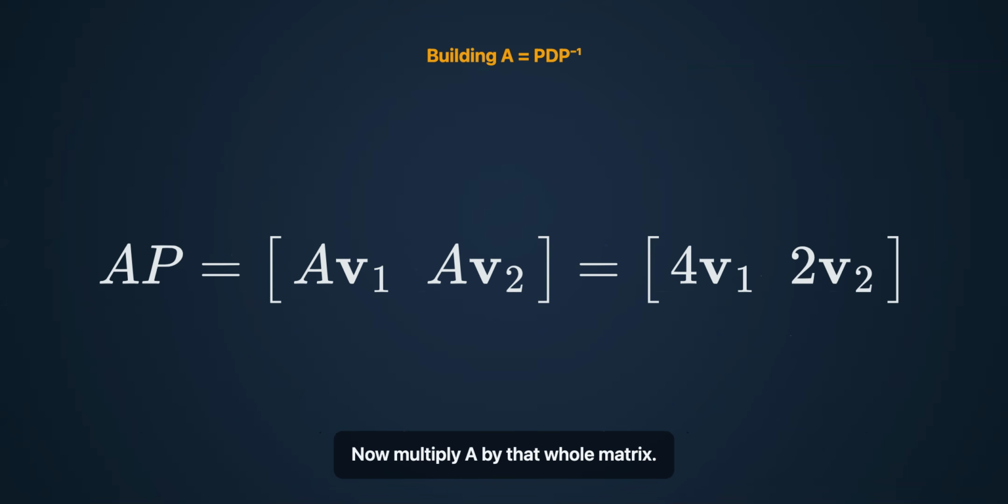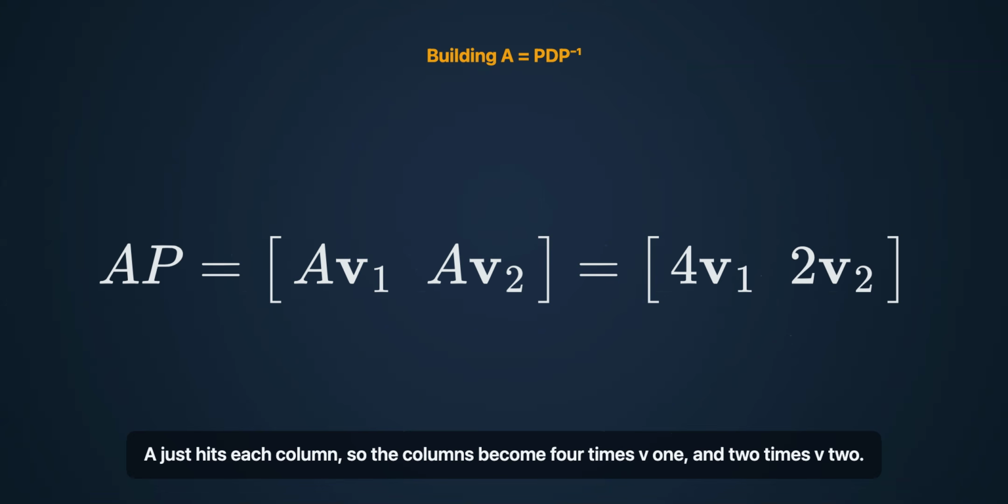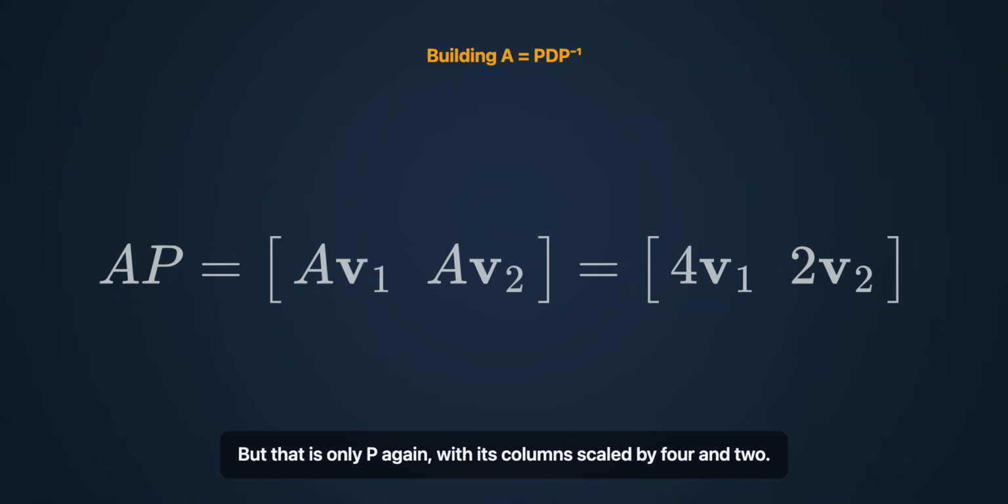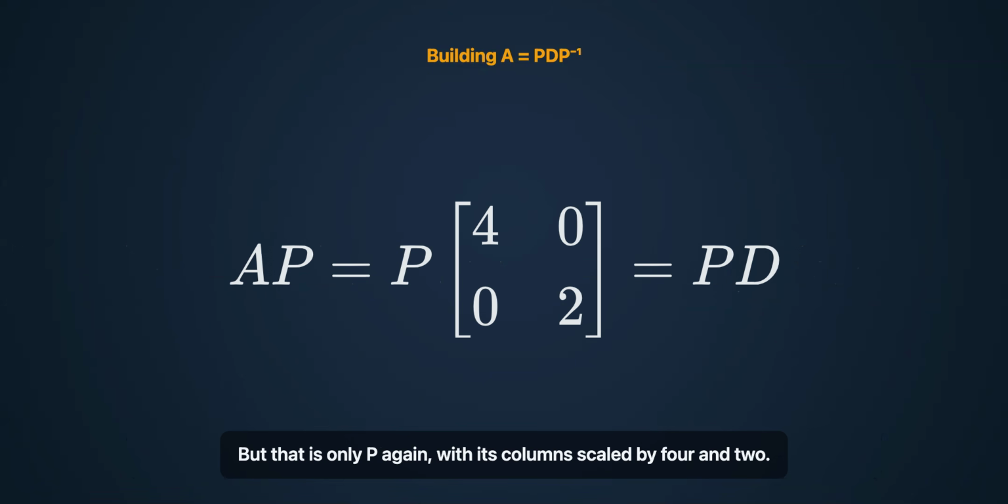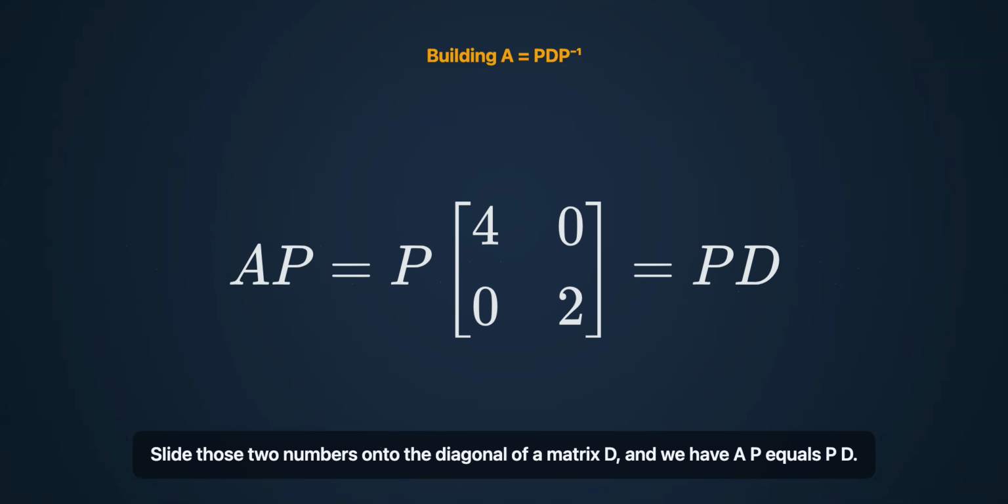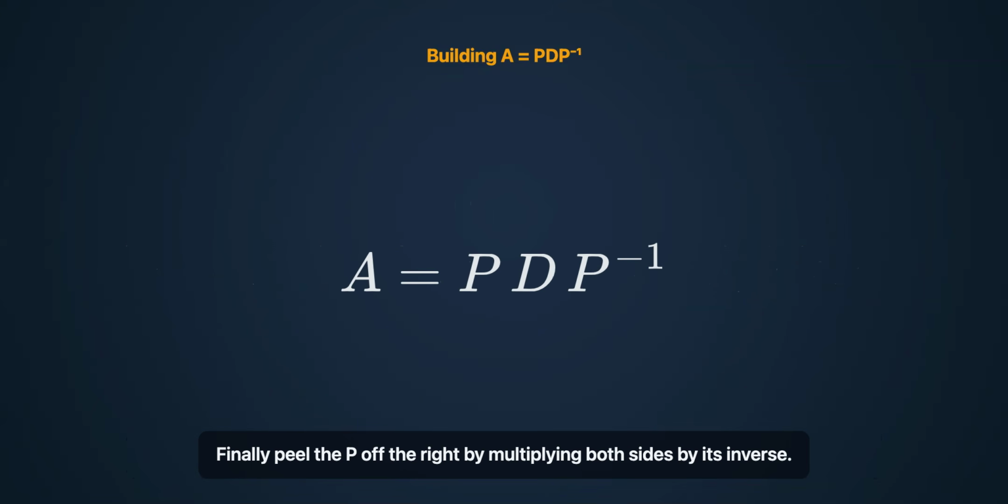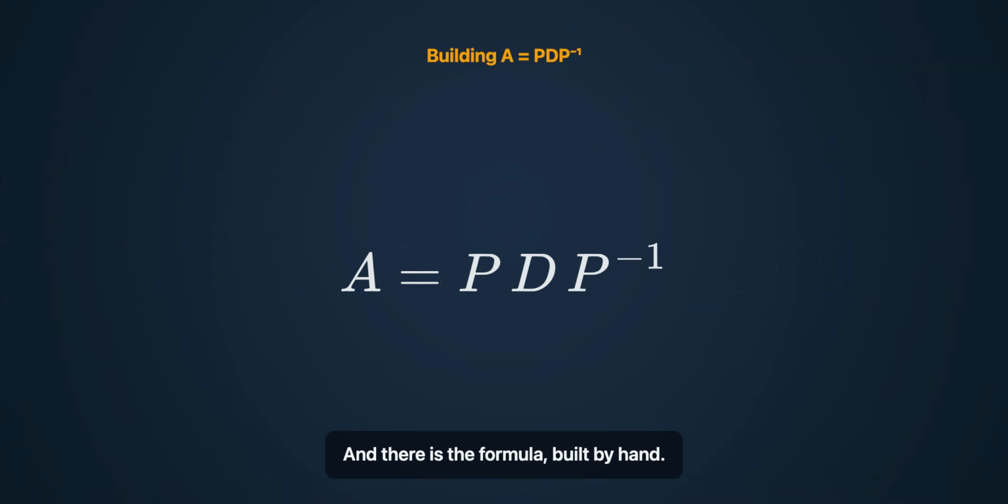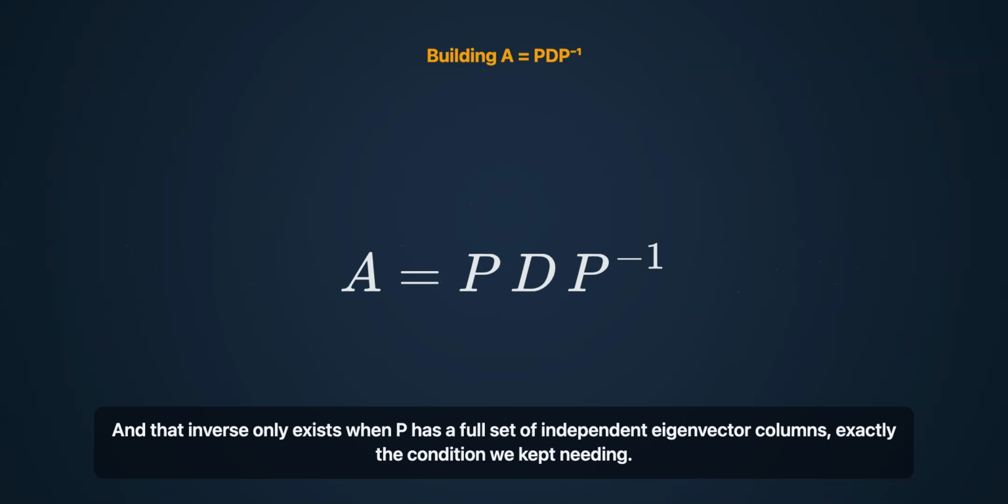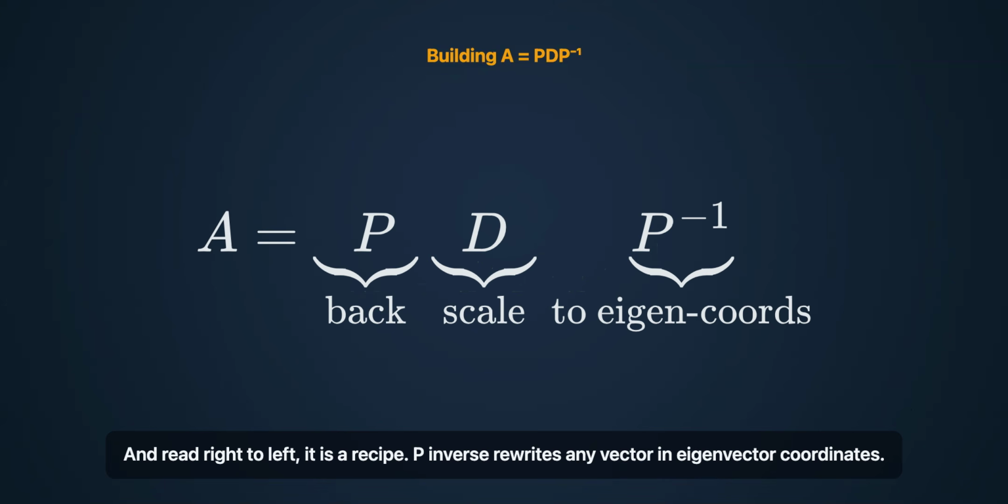Now multiply A by that whole matrix. A just hits each column, so the columns become 4 times v1 and 2 times v2. But that is only P again, with its columns scaled by 4 and 2. Slide those two numbers onto the diagonal of a matrix D, and we have AP equals PD. Finally, peel the P off the right by multiplying both sides by its inverse, and there is the formula built by hand. And that inverse only exists when P has a full set of independent eigenvector columns, exactly the condition we kept needing.